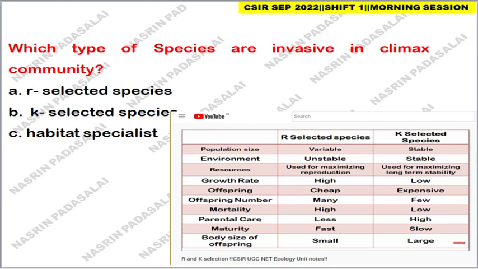So if you refer to the r and K selection video which I had uploaded under the ecology unit notes, you will be able to see this. Climax communities are stable communities. So generally in a stable community, K-selected species will be highly present. So generally K-selected species become invasive in the climax community.